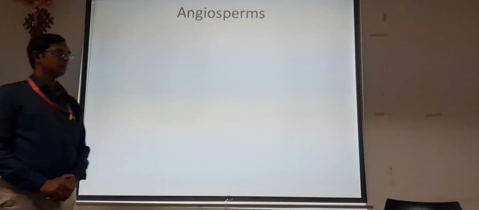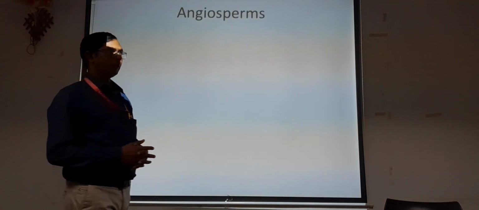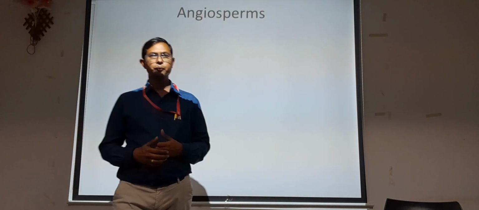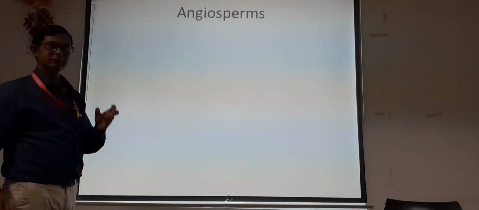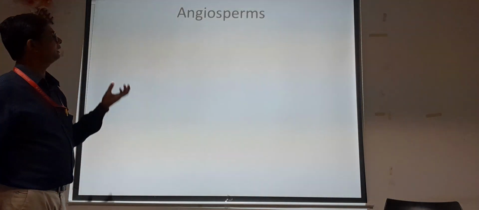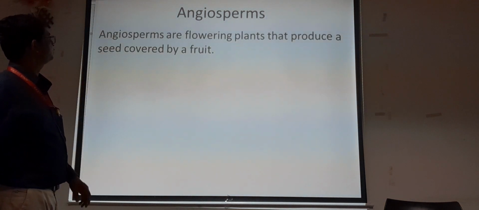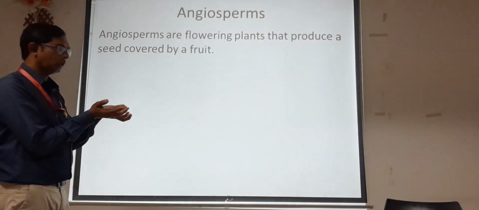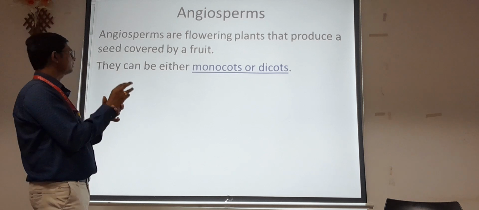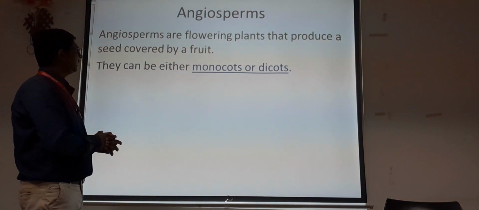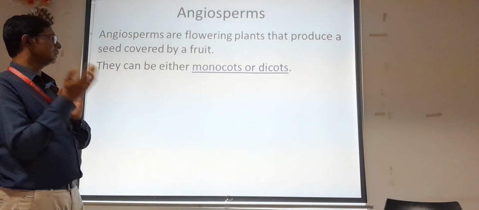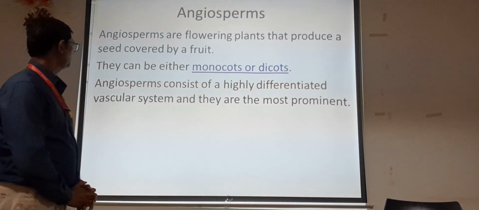Now moving to the next, that is the angiosperms. Under the phanerogam side, gymnosperms and angiosperms are there. Angiosperms are the plants whose seeds are closed. So angiosperms are the flowering plants that produce seeds covered by a fruit. There is one covering, and in that covering the seeds are protected. They can be either monocot or dicot. So they are produced as monocotyledons, or as dicotyledons.